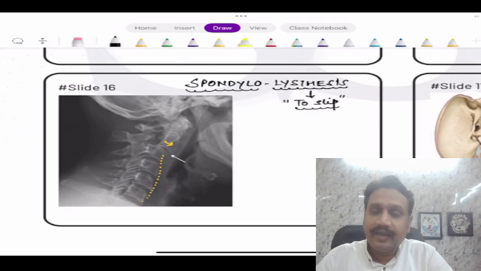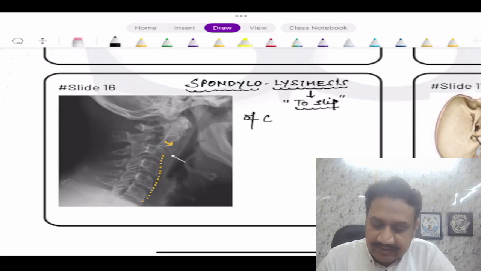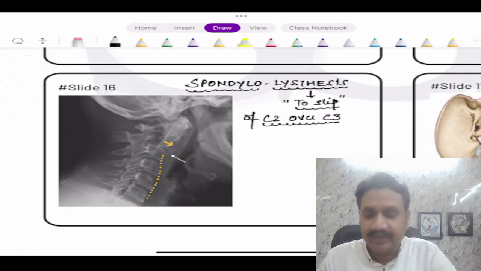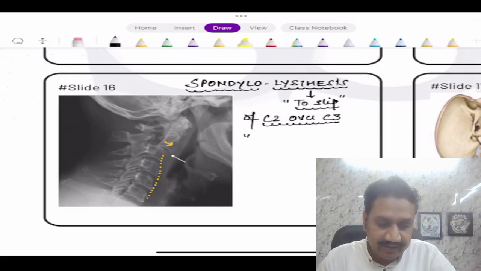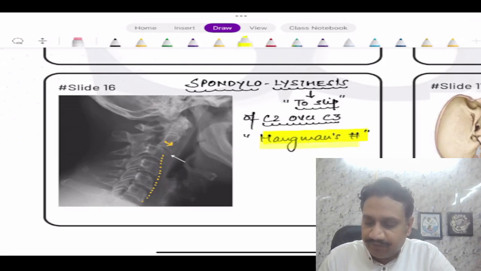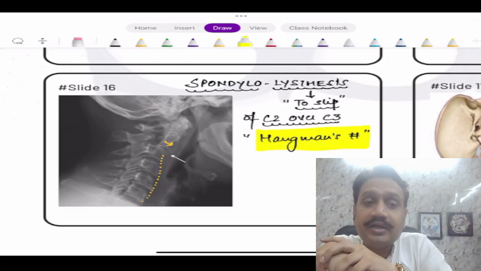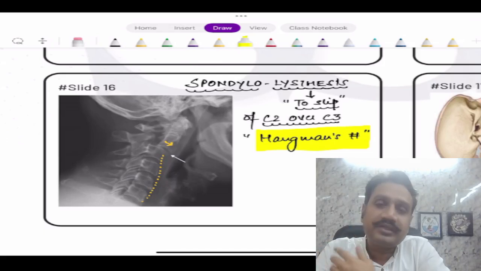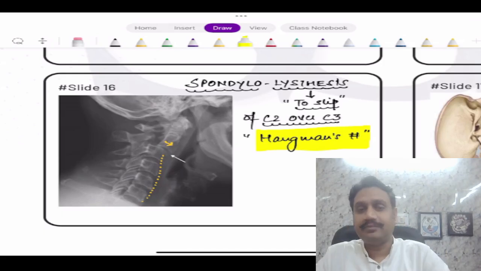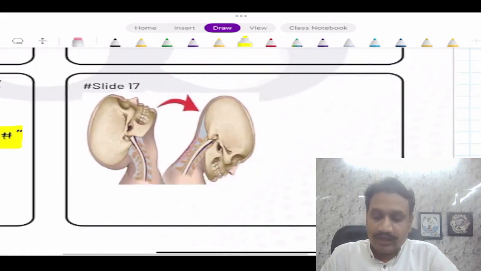It can happen at any level. And when listhesis happens of the C2 vertebral body over the C3 vertebral body, we call it what injury? Yes, you're absolutely right. It is called hangman's fracture. The C2 sliding over C3 is called hangman's. But this finding is more commonly seen in cases of RTS also, not only in judicial hanging. In RTS also we do find them, right? That is spondylolisthesis.